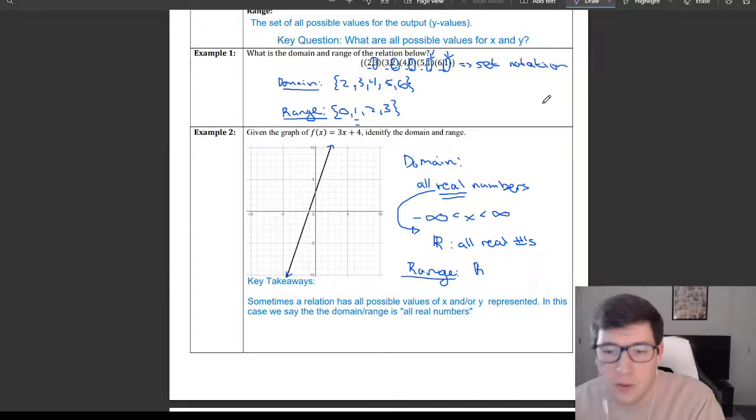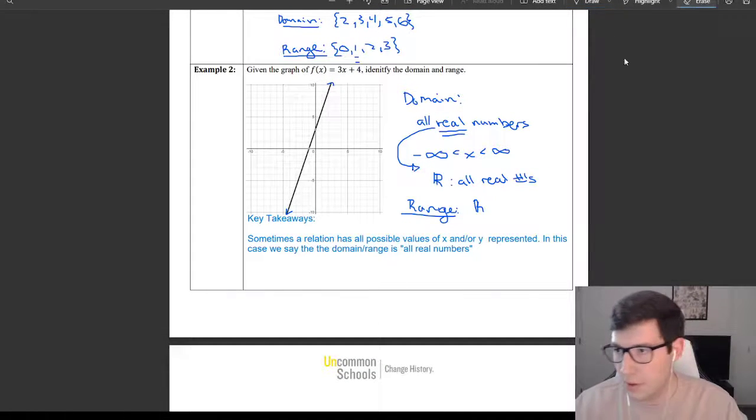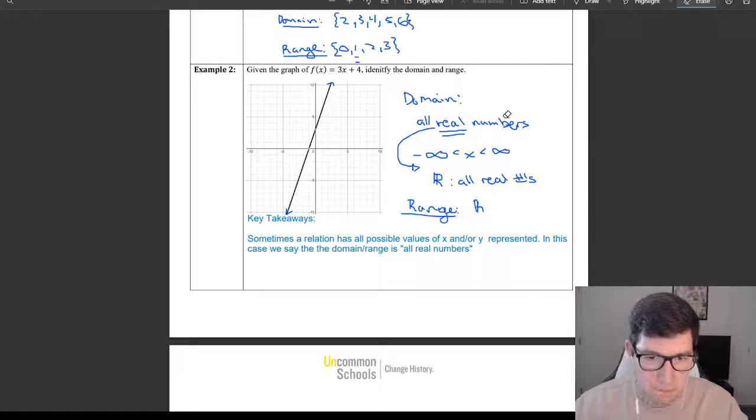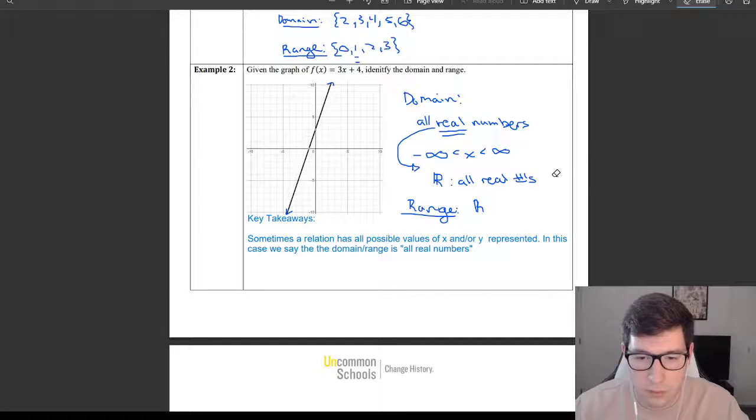All right, so moving to our key takeaways, we have, I believe, 2 of them really that we want to highlight and make sure that we're stamping. The first one is, sometimes a relation has all possible values of x and or y represented. In this case, we say the domain or range is all real numbers, right? Which is exactly what we saw here. We said that this would be all real numbers, or represented by this lovely R with a line through it.